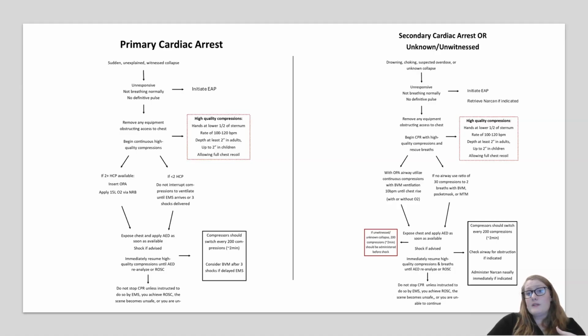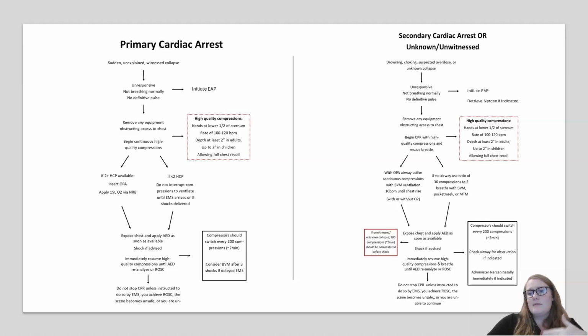And then an algorithm for secondary cardiac arrest. That's our drowning, choking, suspected overdose, or we kind of lump in here our unknown or unwitnessed collapse. We don't know why they're down. Nobody saw it. We don't know what's going on. We don't know how long they've been down. It follows a similar algorithm.